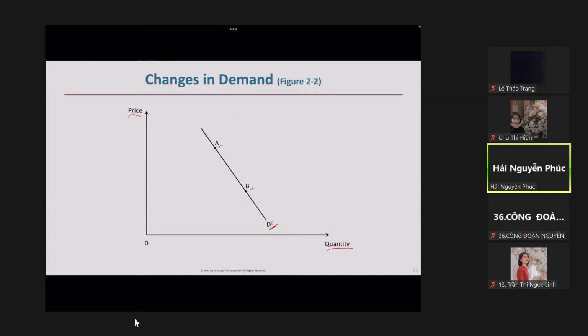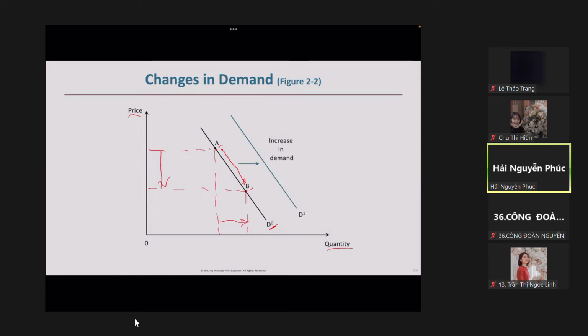A movement from point A to point B is due to the change of the price. Yeah, when the price decreases, we have a movement from point A to point B, and it tells us that the quantity demanded has been increased, right?